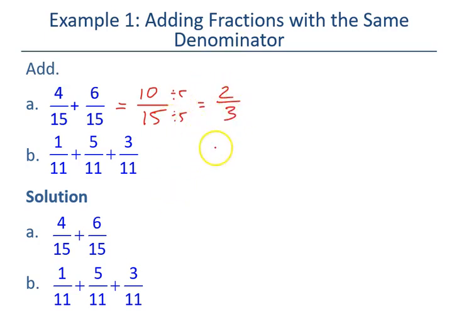Let's continue on. I've got 1 plus 5 plus 3. That's going to give me an 8 and a 9, so I've got 9 here, and then I've got an 11 on the bottom. I'm not going to worry about the bottoms here. Notice that 11 is a prime number, so you're pretty safe that it's not going to match up. So this is going to be in simplest form. Let's do another one.